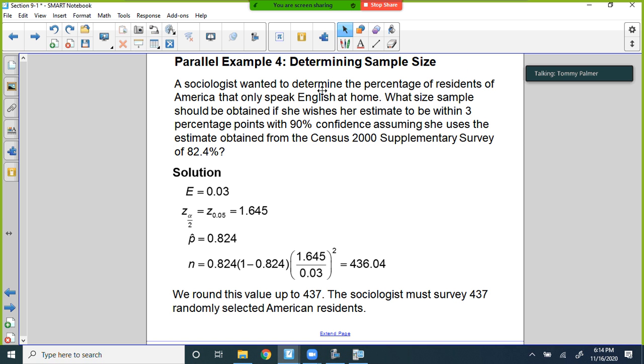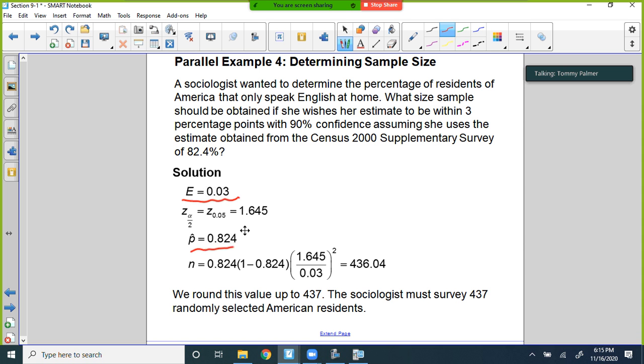So a sociologist wanted to determine the percent of residents of America that only speak English at home. What sample size should be obtained if she wishes her estimate to be within 3 percentage points of a 90% confidence interval? Assuming she uses the estimate obtained from the Census 2000 supplementary survey of 82.4%. That 82.4% is what? Your p hat, right? Now, we have an estimate of margin of error of 3%, right? Within 3 percentage points. That's 0.03.